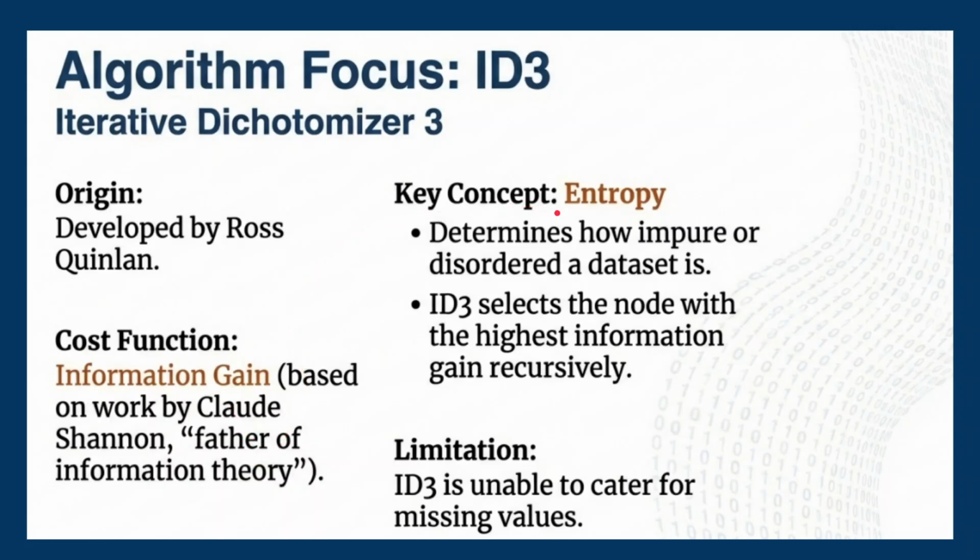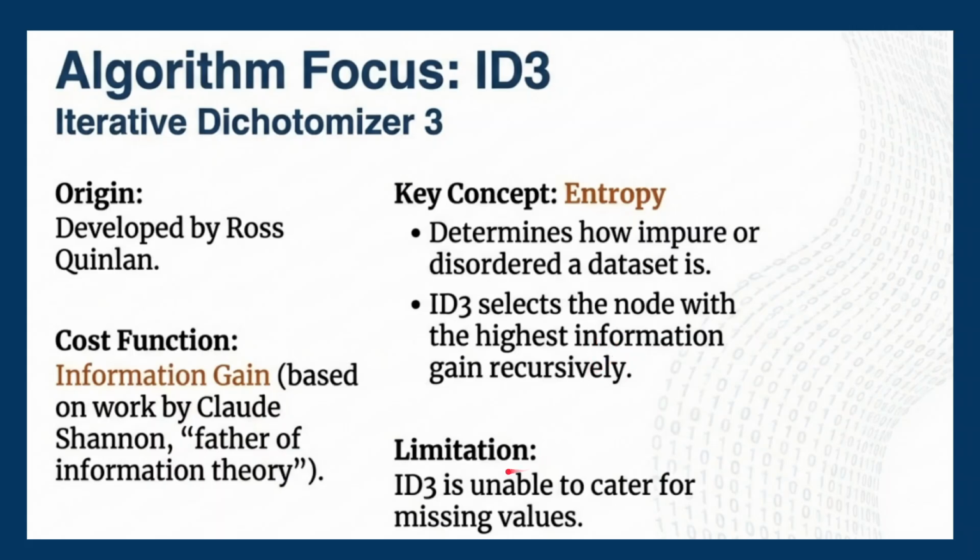Okay, and the key concept is entropy. Entropy determines how impure or disordered a data set is. And then ID3 selects the node with the highest information gain recursively. So as we know, data may be impure and may not be ordered properly. In that case, this algorithm will calculate a measure called entropy. This entropy determines how impure or how disordered the data set is, and then ID3 selects the node with the highest information gain recursively. So as we know, the tree has many nodes. The nodes with the highest information gain will always be chosen again and again.